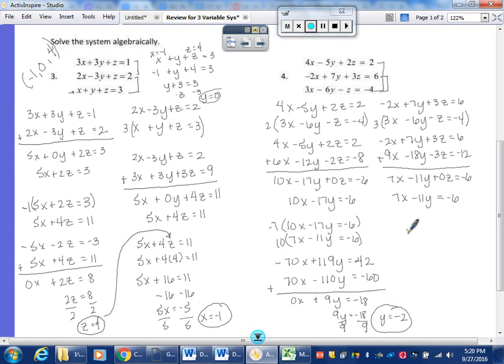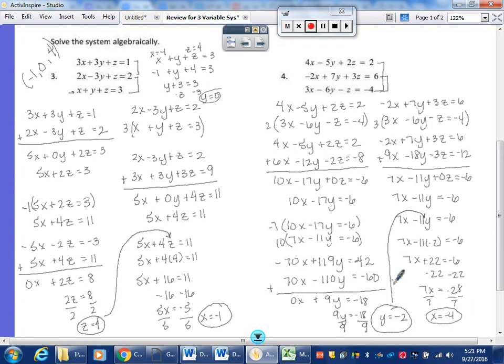In order to find x, I'm going to plug that y equals negative 2 into one of these two equations. I'm going to use this one. So 7x minus 11y is equal to negative 6. Plug the negative 2 in for y. So 7x minus 11 times negative 2 is equal to negative 6. 7x plus 22 is equal to negative 6. Subtract the 22. And we get 7x is equal to negative 28. Divide by 7. X is equal to negative 4.